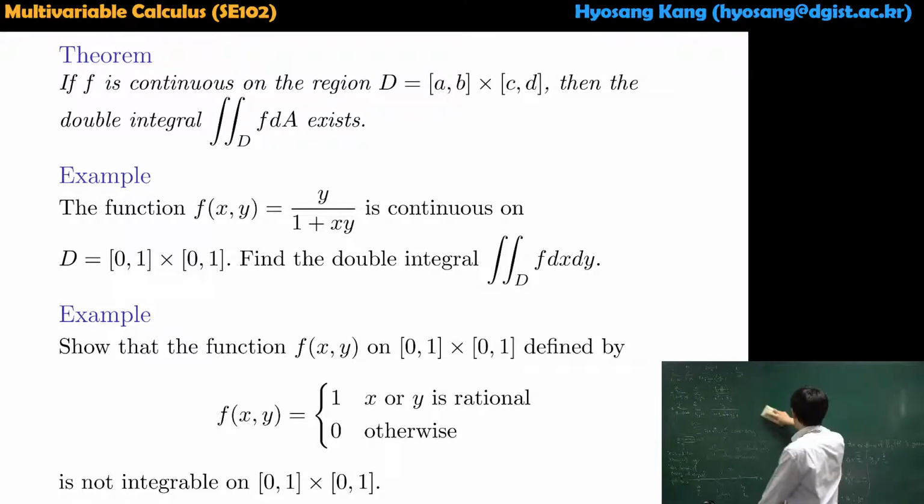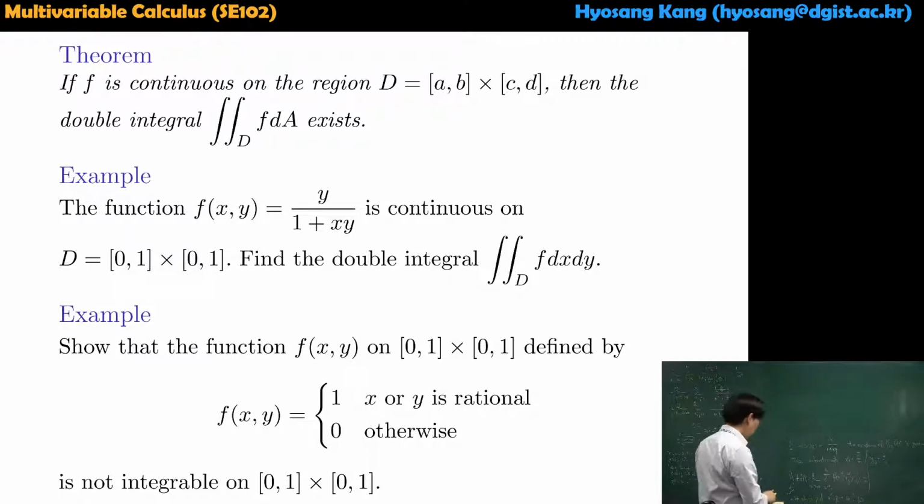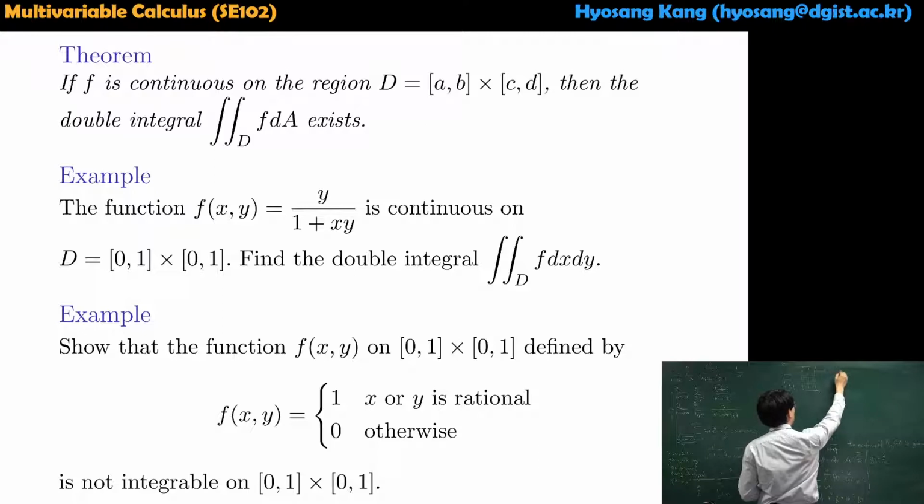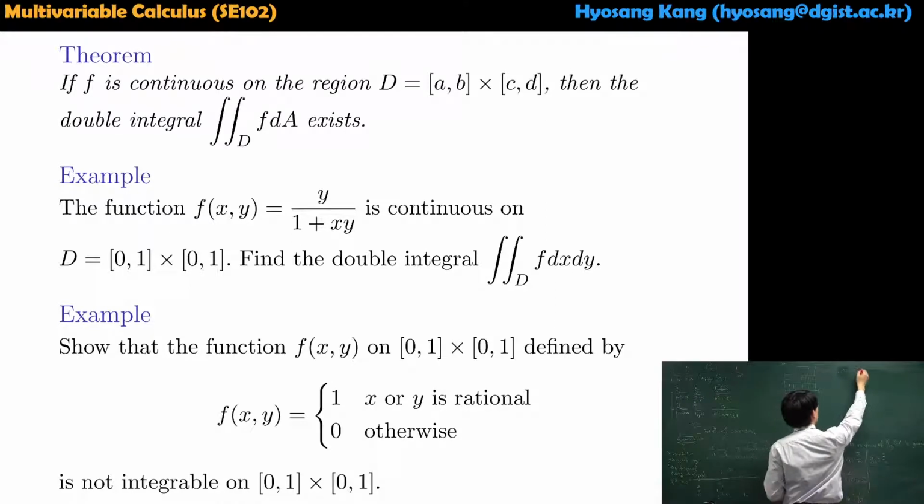So I'm not going to draw. I can't draw because in the [0,1] by [0,1] region, however small I take each of the subregions, there are always points where one of the coordinates is rational and points where both coordinates are irrational. For example, I take this region here. So here is xi minus 1, xi, and yj minus 1, yj.